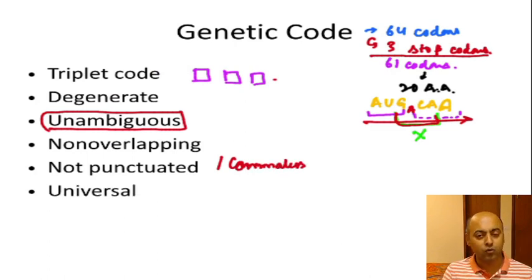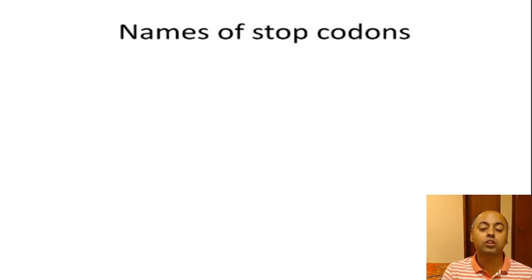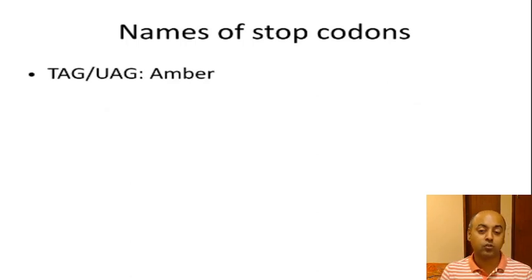And lastly, as I told you in the beginning, the genetic code is universal among all the organisms. The genetic code is universal because we have only 3 stop codons. They have been given a certain nomenclature in the scientific literature. Please make note of this.